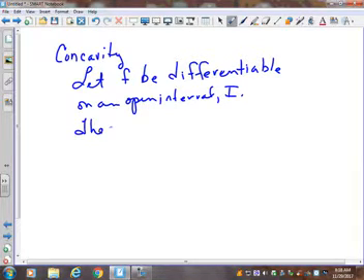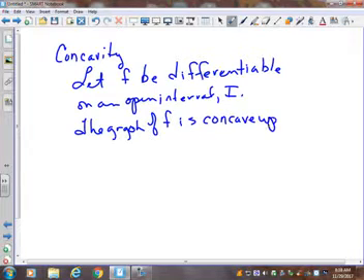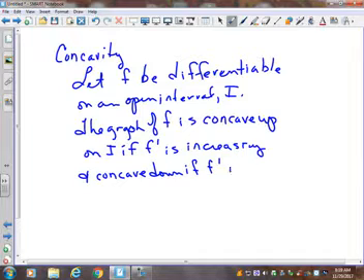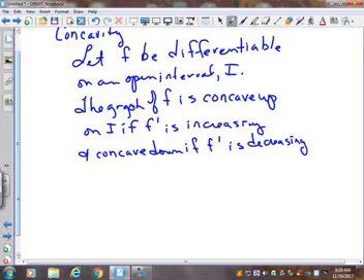And the graph of F is concave up on I if the first derivative is increasing and concave down if the first derivative is decreasing. And I'm going to illustrate both of that for you.